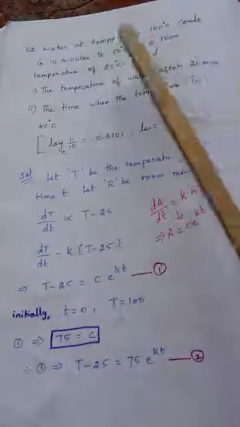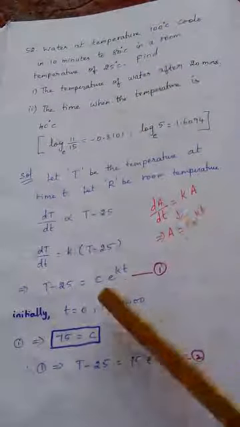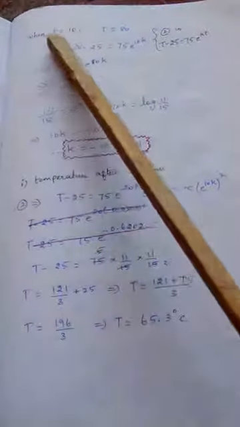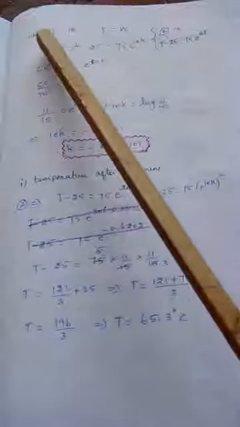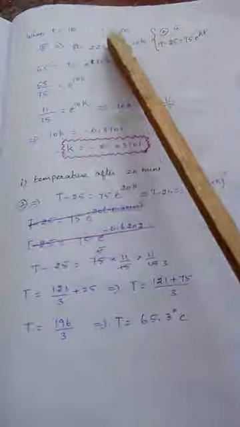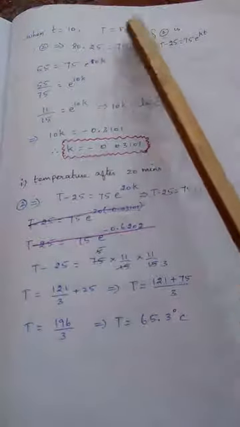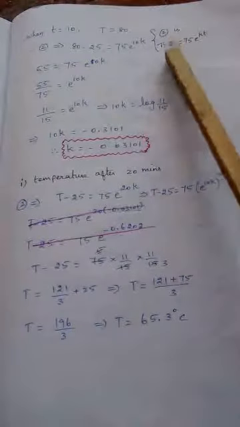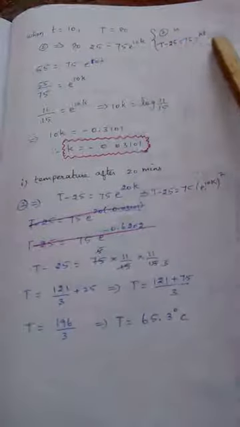Now if you see the question, the temperature of water cools to 80 degrees in 10 minutes. That is the next condition that we are going to take. After 10 minutes, the temperature of water is 80 degrees. So the next condition that we are taking is t equal to 10. Substituting these two values in the second equation. I have written the second equation.